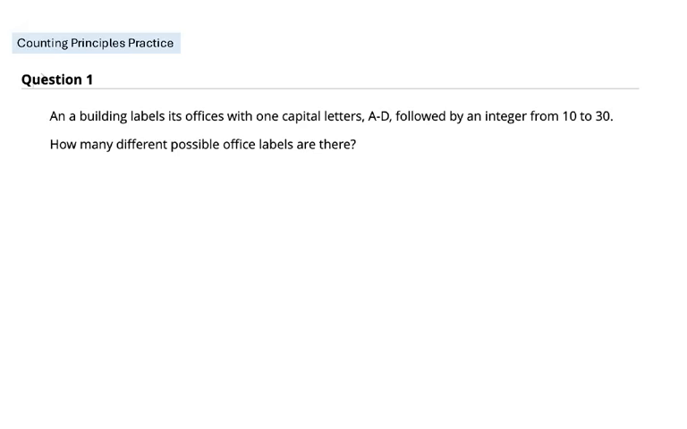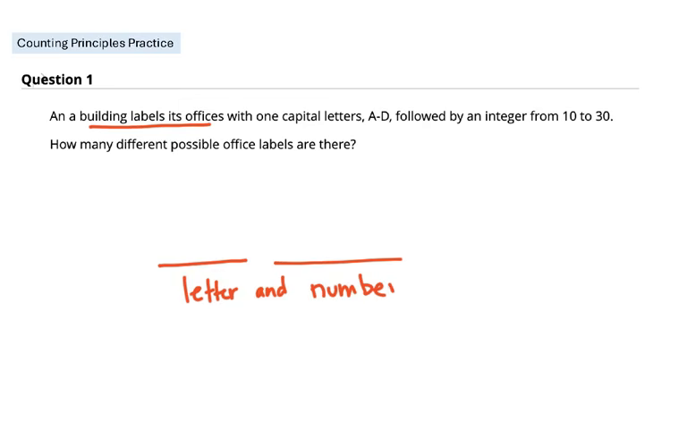All right, so first of all, building labels its offices with one capital letter, A through D, followed by an integer 10 through 30. So basically every office label is going to have a letter and a number. Remember, "and" in math corresponds to multiplying. So what we must decide is how many choices we have for the letters, how many choices we have for the numbers. So A through D, that's A, B, C, D. So we would have 4 choices for letters.